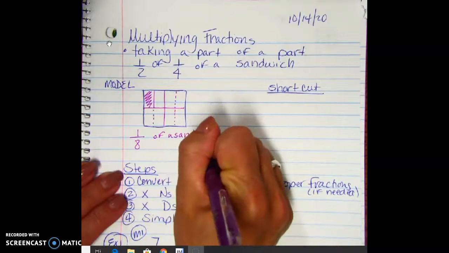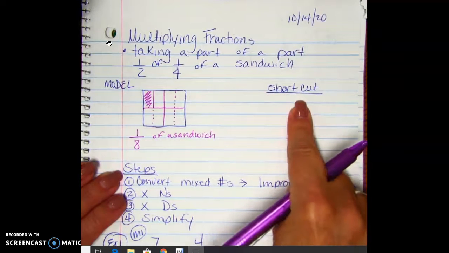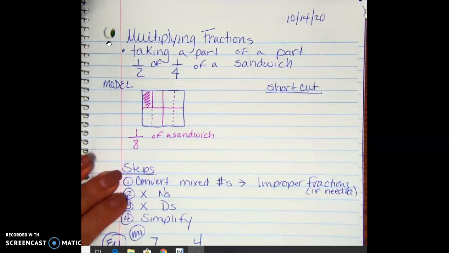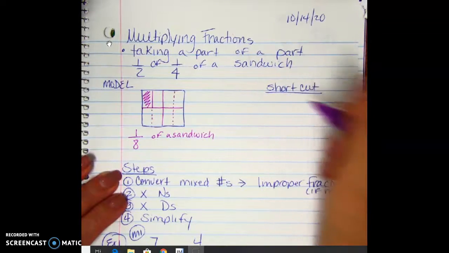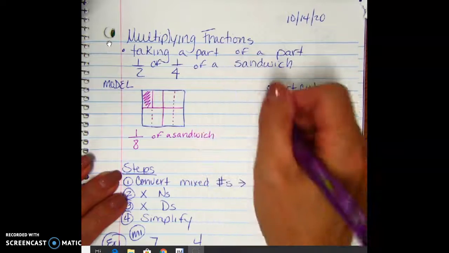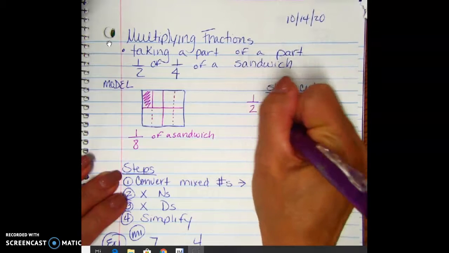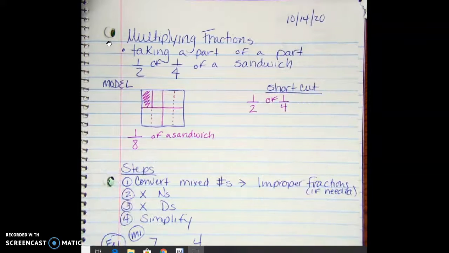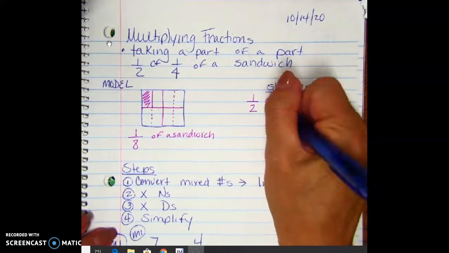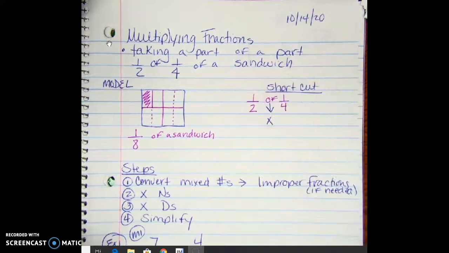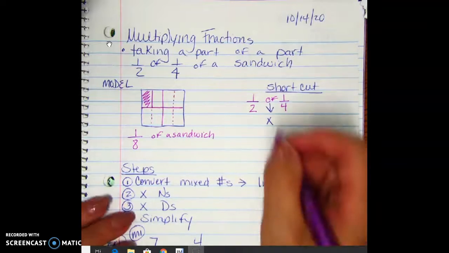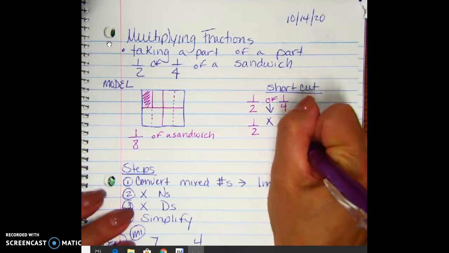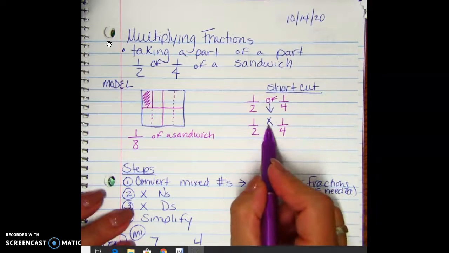Now, this is where there is an easier way to do this than drawing pictures and shading in parts. So what I would do is I would take 1/2 of 1/4. Well, this is something really important that you should be aware of. This word "of" means to multiply. So actually, it's 1/2 of 1/4, or 1/2 times 1/4.